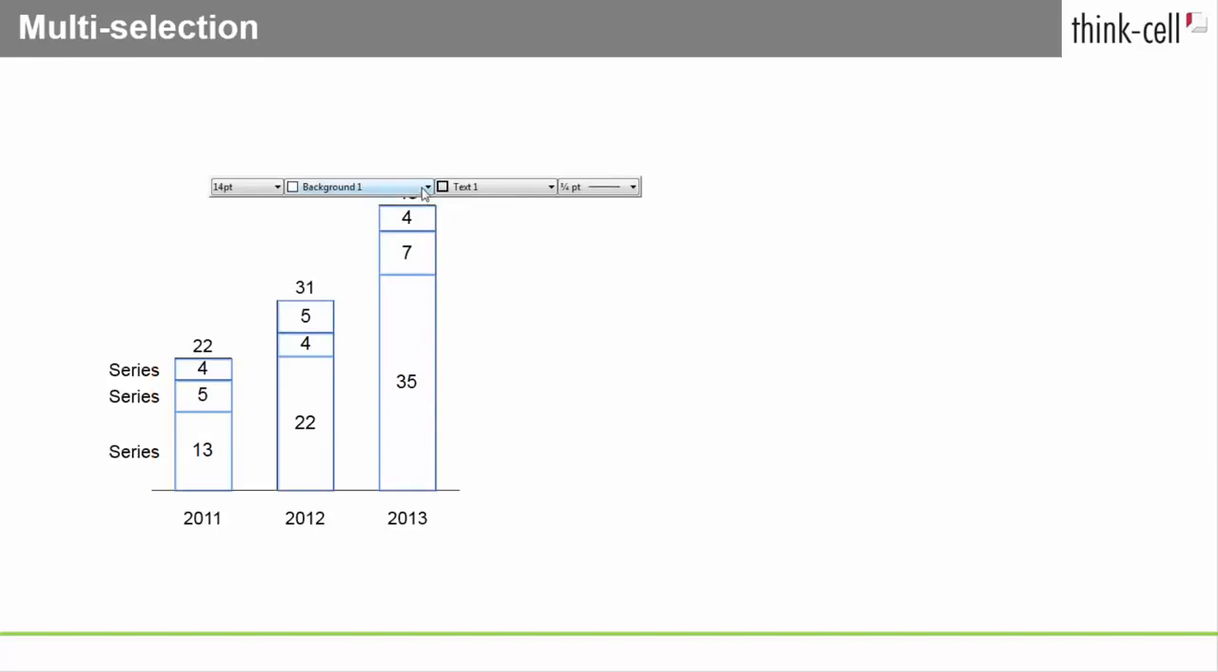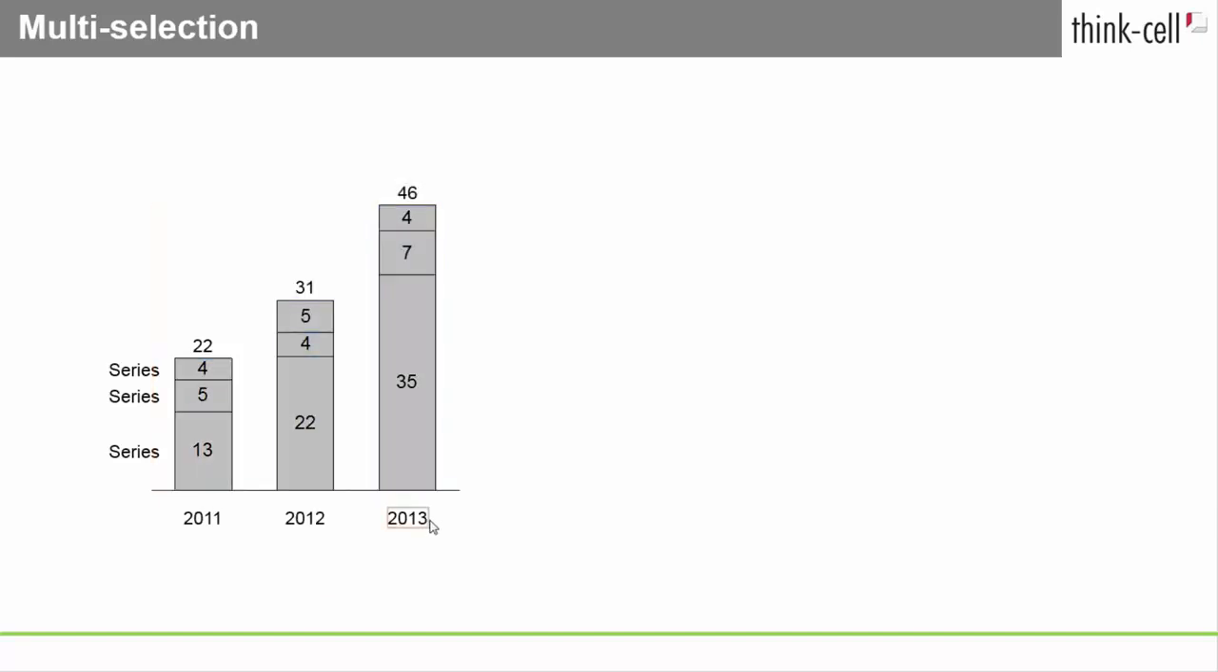You can use multi-selection to colorize entire data series in a chart. You can also use multi-selection to change the formatting of a range of labels.